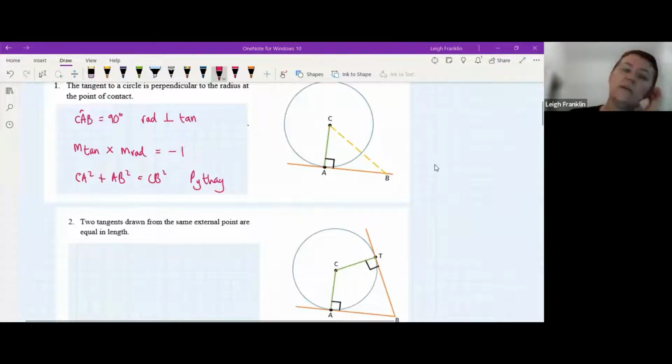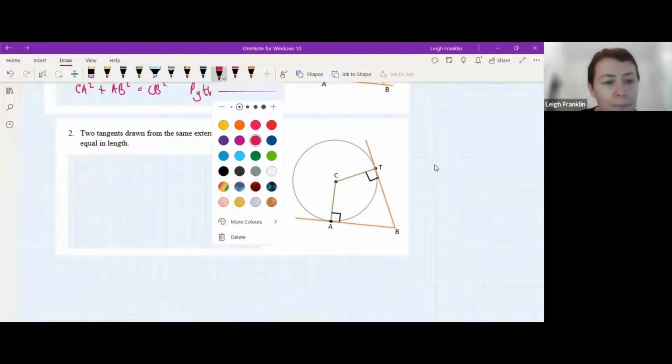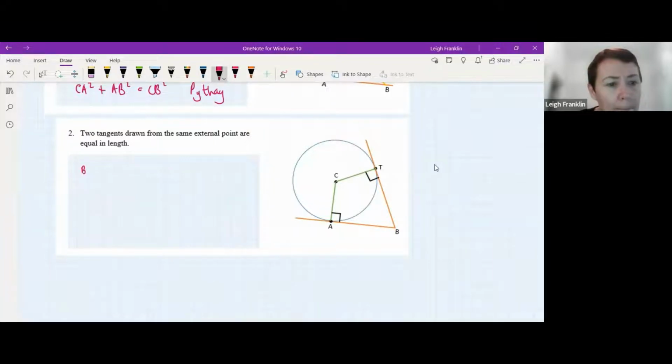Okay, and then the other concept with regards to tangents and circles from Euclidean geometry that's really important is that 2 tangents drawn from the same external point are equal in length. In this particular case, I have drawn, again, the tangents in orange, and the radii in green. So what we would be able to say is that, firstly, BA is equal to BT, tangents from the same point.